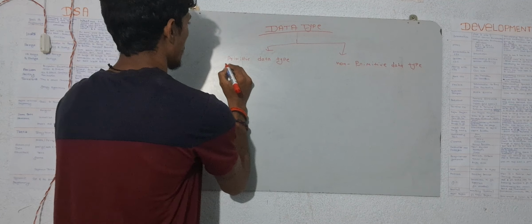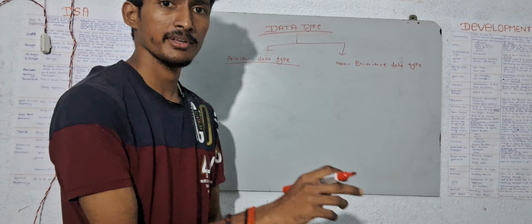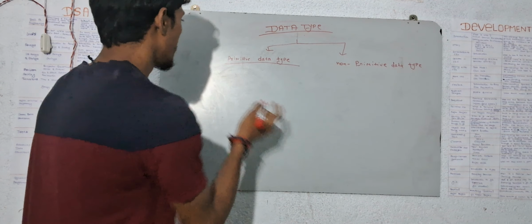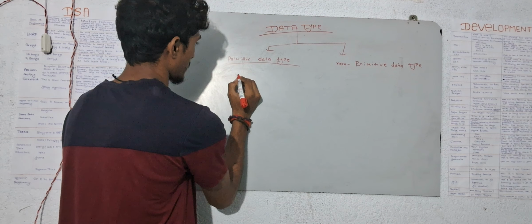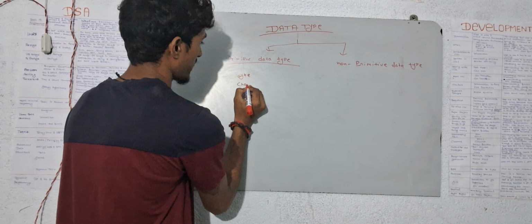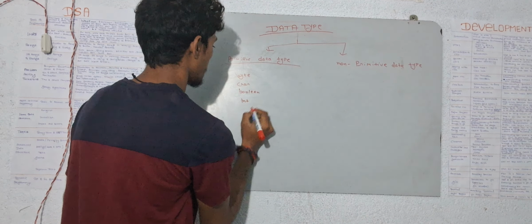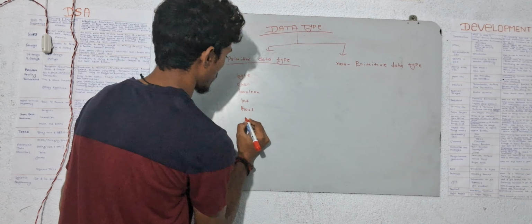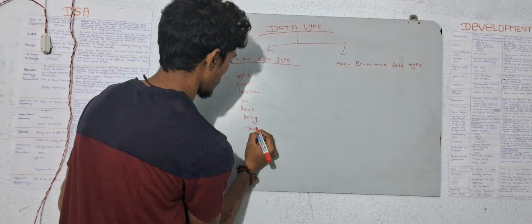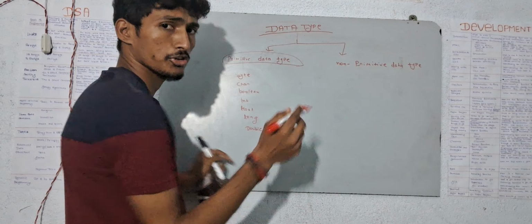Let me explain primitive data types. Which data types are already installed in Java? It means those data types that Java already has are called primitive data types, like byte, char, boolean, integer, float, long, and your double. These are the primitive data types which are already installed in Java.